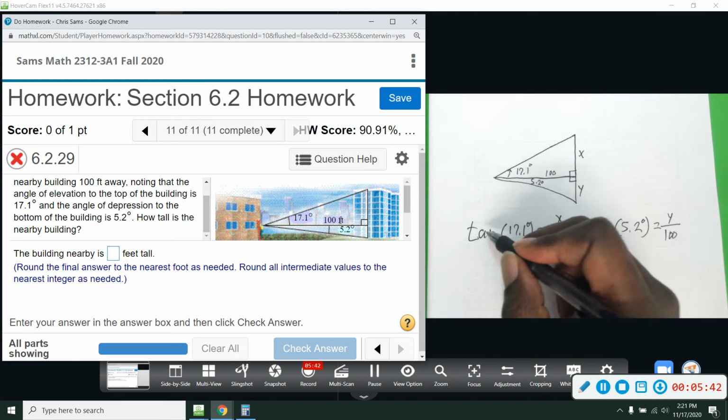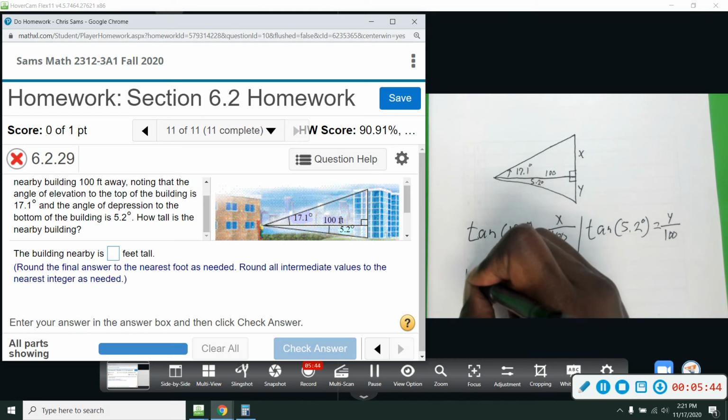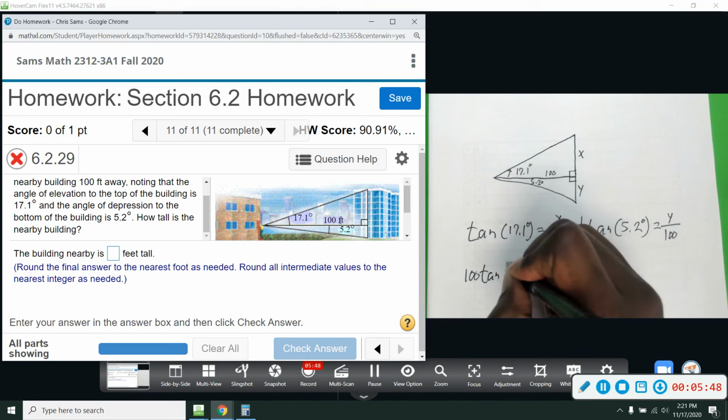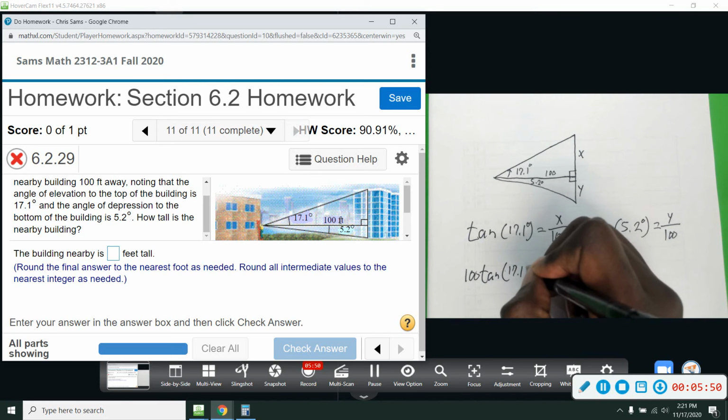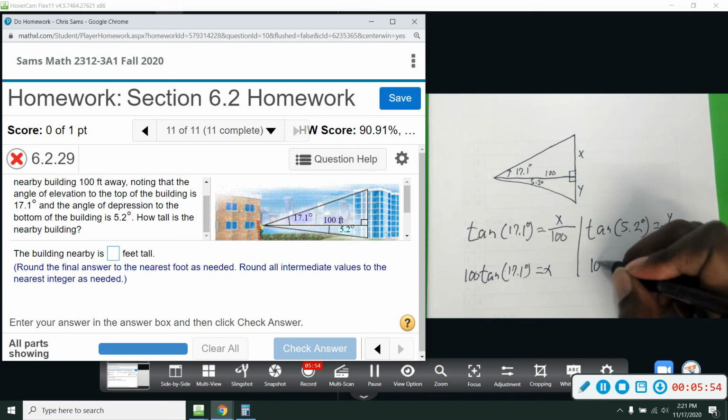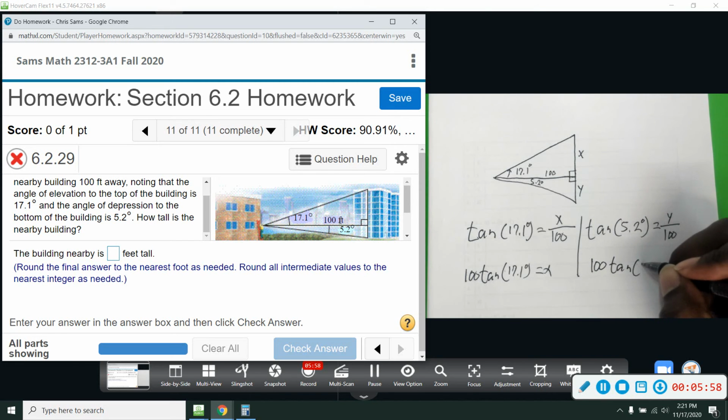So we can figure this out by multiplying by 100. Tangent of 17.1 is the x value, and then times 100, we get 100 times tangent of 5.2 equals y. So I'm going to figure out both of these and add them together. That will give me the total height of the building.